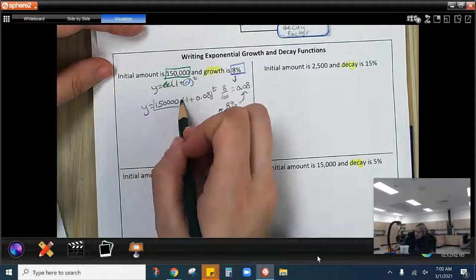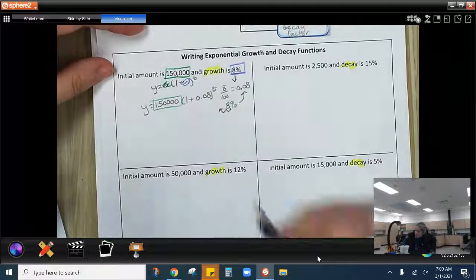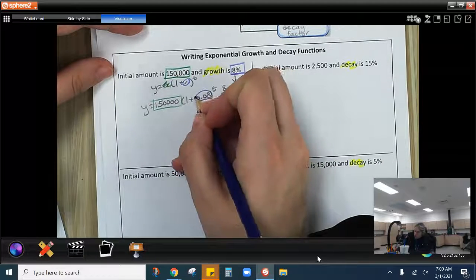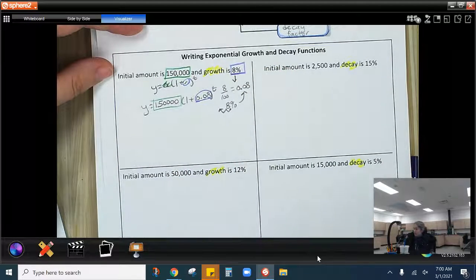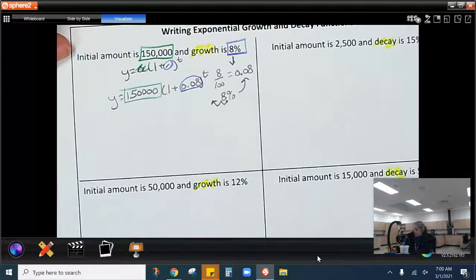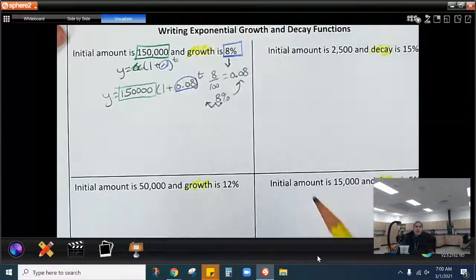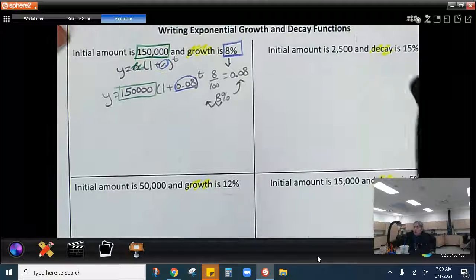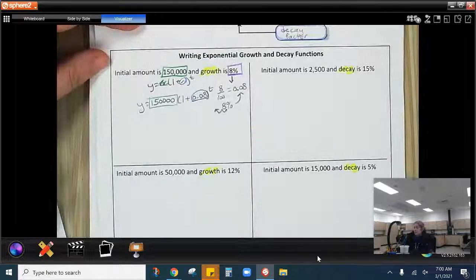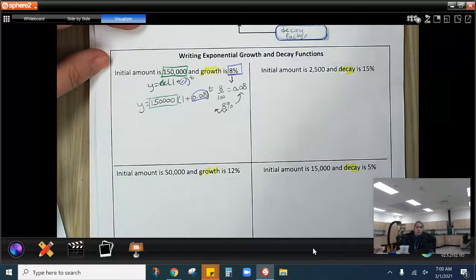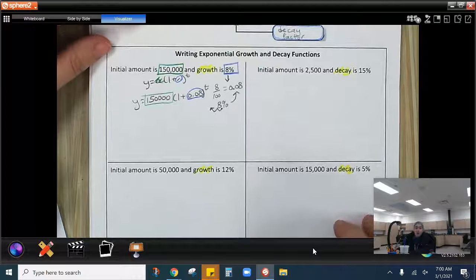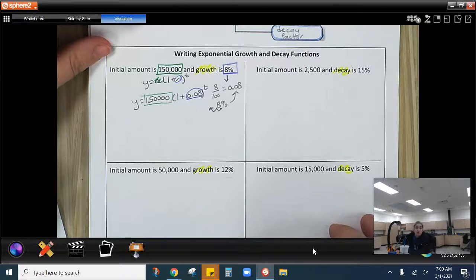We've got our 150,000 for our initial amount. And for R, we've got our 0.08. House values in our area right now, by the way, are about 12%-ish. Some areas are growing by 15 or more. So just so you are aware, this is actually very realistic.